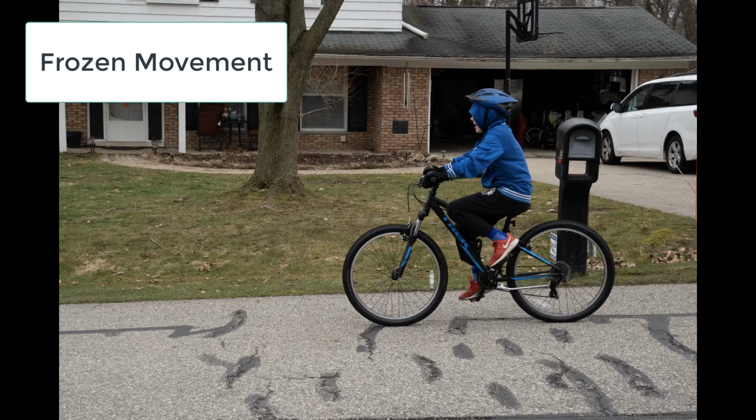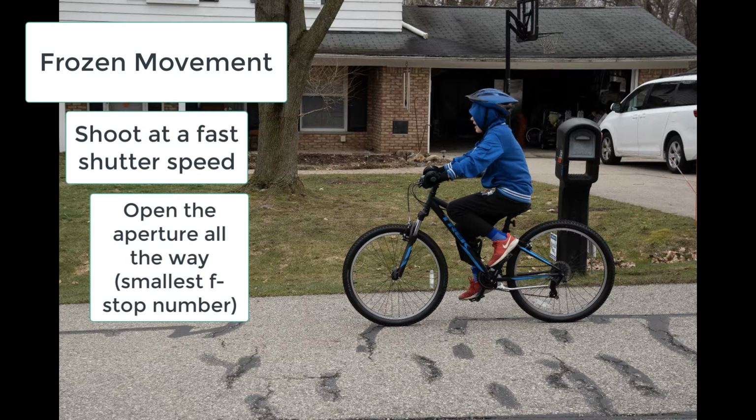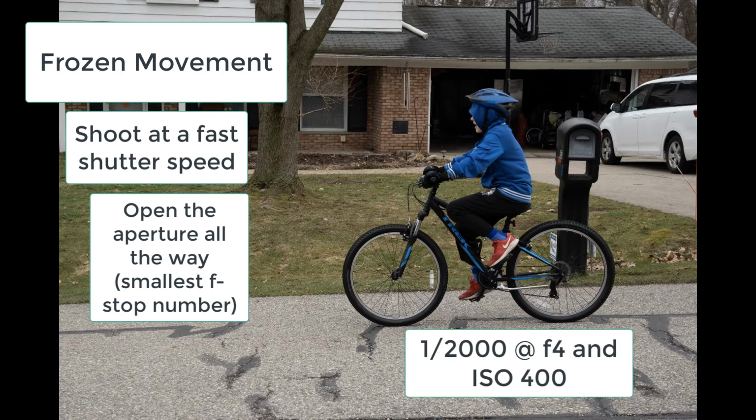Okay, so first I got the exposure correct by balancing my light meter. I knew I wanted to shoot at a fast shutter speed. So actually the first thing I did is opened up the aperture all the way, to a small f-stop number, right? So f4 was the smallest f-stop number, or in other words, the biggest aperture that I could shoot at. When I opened up the aperture all the way, lots of light is flooding in through the lens. That forces me then to shoot at a faster shutter speed. And so the light conditions were such that, at 400 ISO, my light meter balanced at 1/2000th of a second at f4.